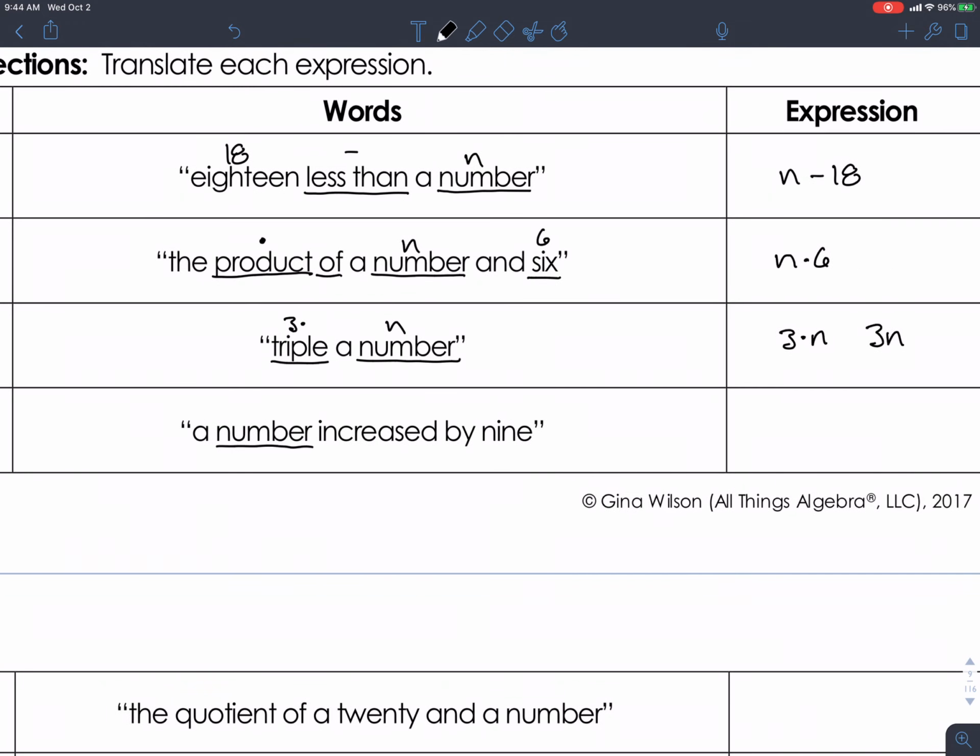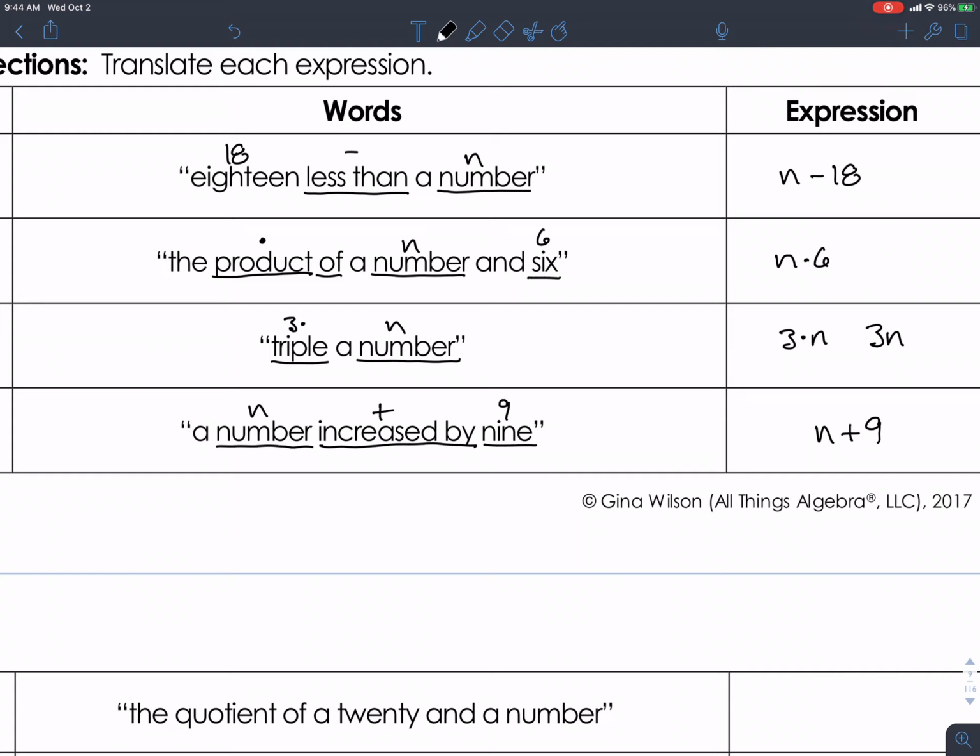A number increased by 9. Well, a number, n, increased by, that means plus 9. That one basically writes itself. n plus 9. So hopefully that was kind of simple.